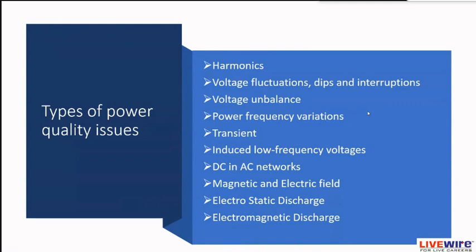DC in AC network is not applicable here. And the magnetic and electric field disturbances, and electrostatic discharge is also one of the disturbances. Electromagnetic discharge is also one of the disturbances. Like this, many types of power quality issues are in our power system. So we will go in detail about these power quality issues.